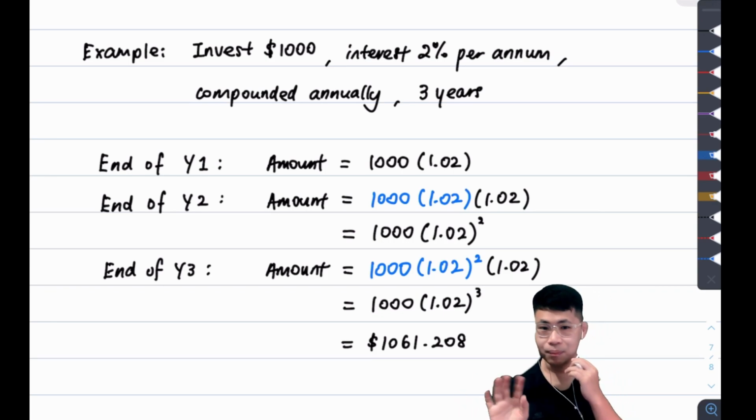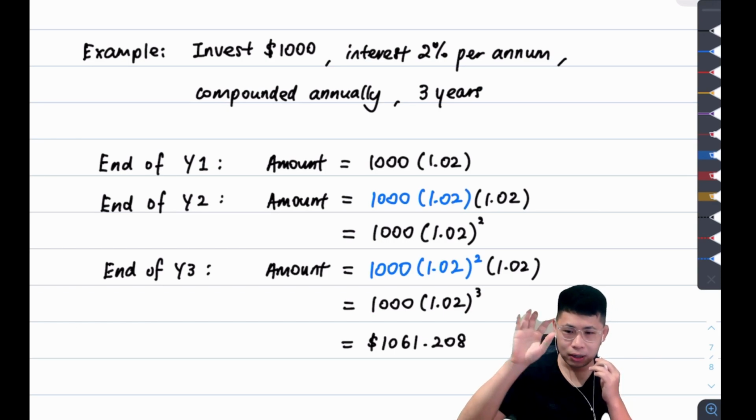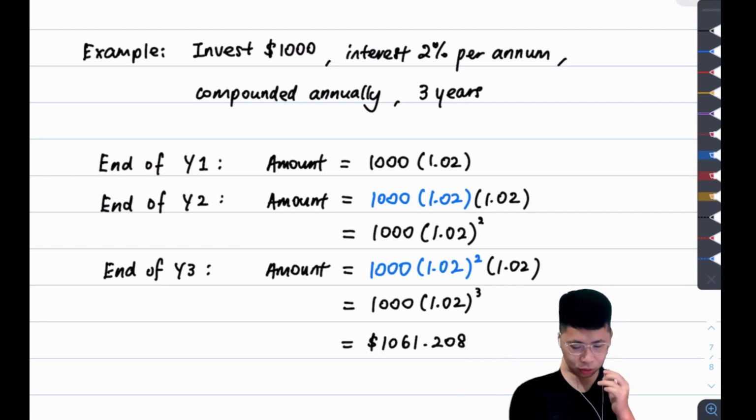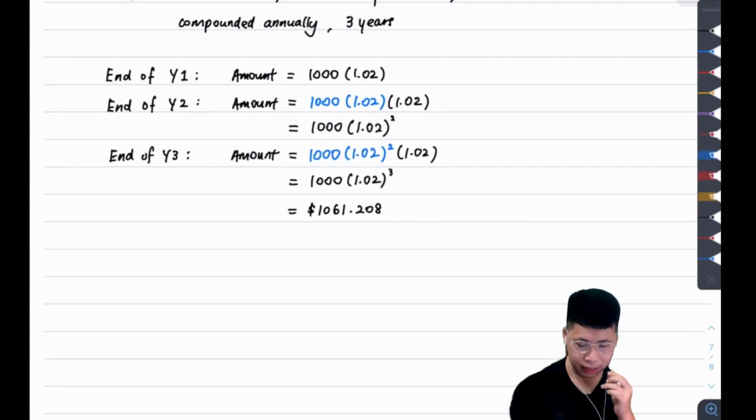So after 3 years, at 2% per annum, compounded annually, we have $1,061 roughly. Now this is a little bit different from simple interest, where the interest is calculated based on the original amount instead of taking the whole thing and multiplying by the interest. So for a very quick recap, let's take a look at how simple interest works again.